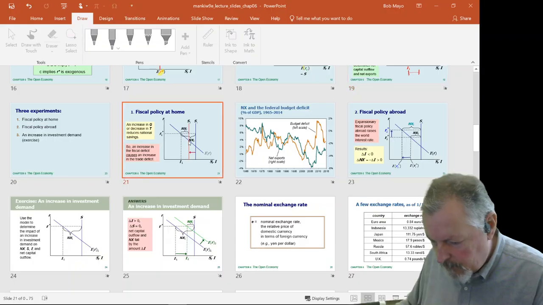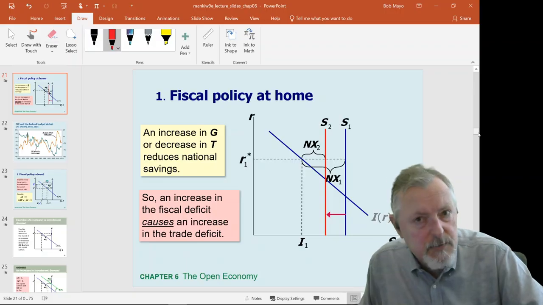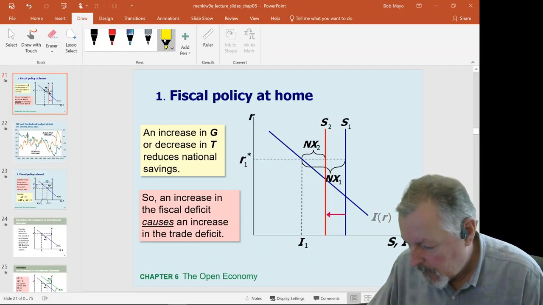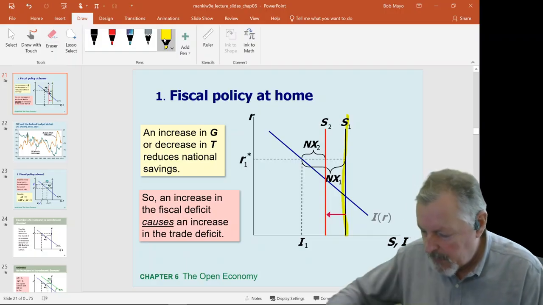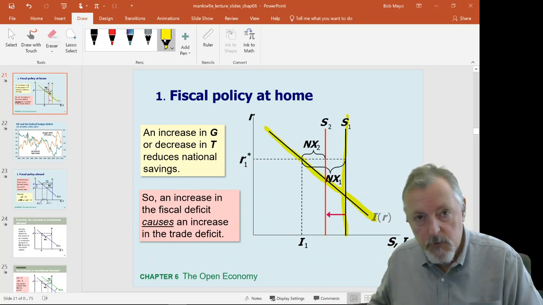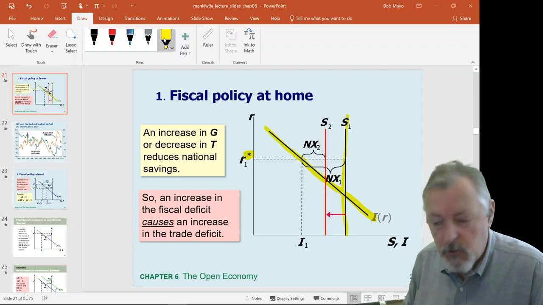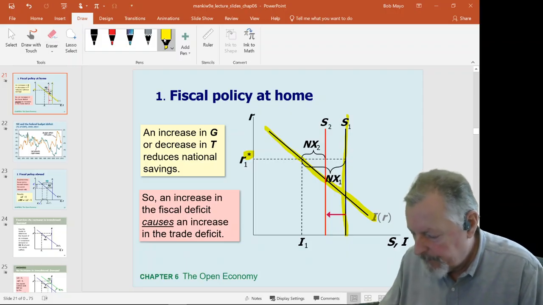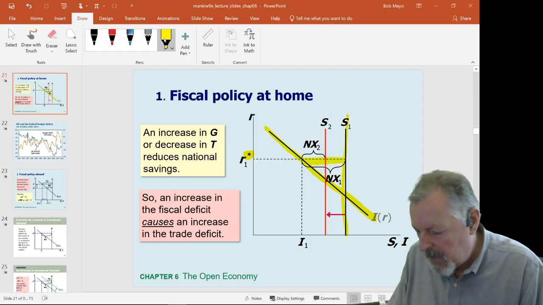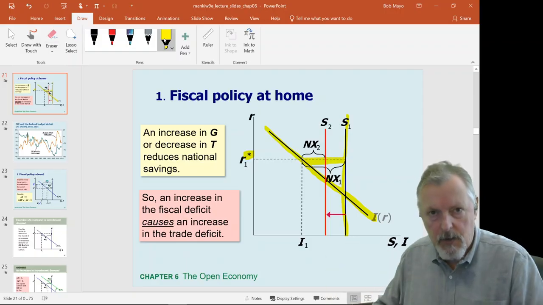Here's an example of how fiscal policy domestically can change exports. Let's assume we were in the previous case. Domestic savings, supply of loanable funds domestically, demand for loanable funds domestically, and the world star price of loanable funds, which means that this amount here, NX1, would be capital flowing out and thus exports flowing out because they have to be equal.